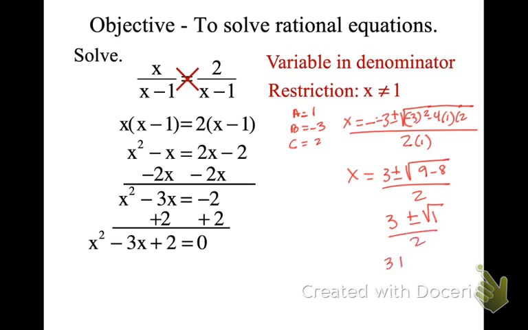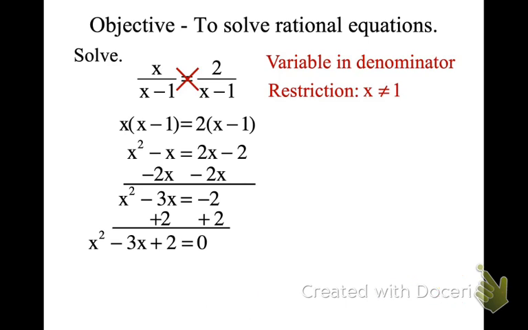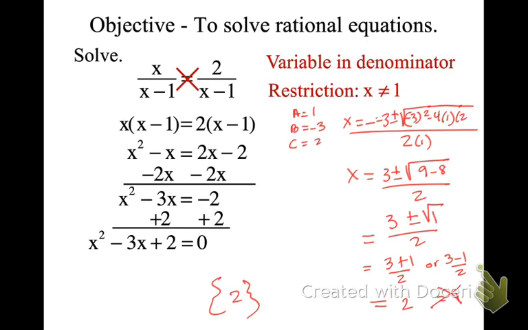So 3 plus 1 over 2, or 3 minus 1 over 2. So that's 4 over 2, which is 2, and that's 2 over 2, which is 1. And this doesn't work, so 2 is your solution. Okay, we could have also factored. Pause it if you want to write the notes. I'm going to move on.